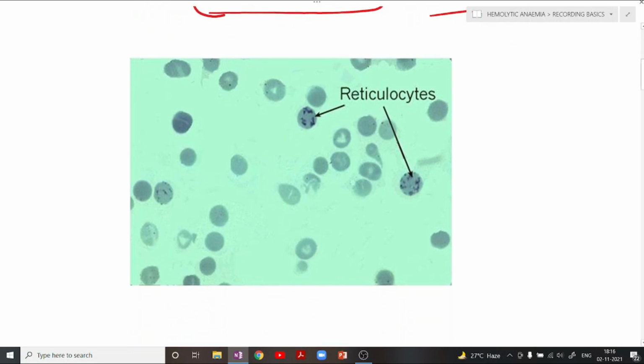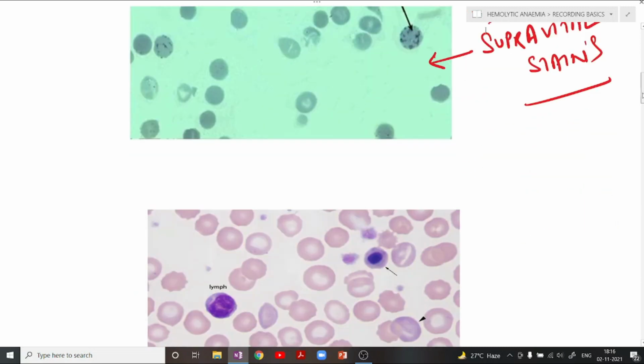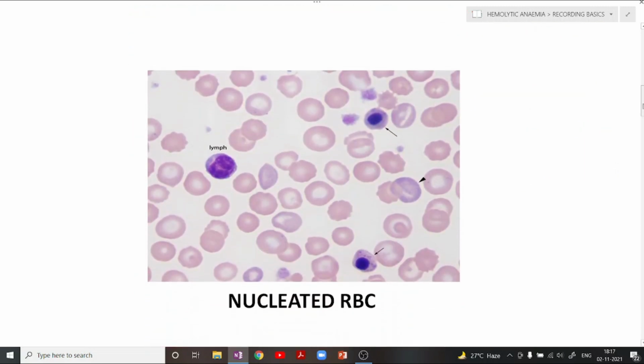Now, how do you highlight this? As I told you, there is reticulocytosis, increased retic count, and this stain is a supravital stain. What are the supravital stains? Please tell me in the comment section, everyone. One is new methylene blue and another is brilliant cresyl blue. So this supravital stain highlights the reticulocytes, the levels of which are increased in hemolytic anemia.